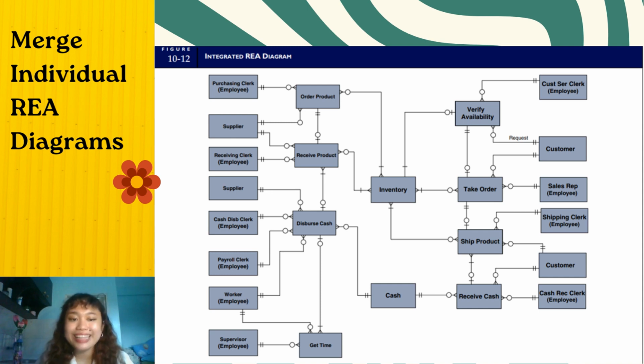Overall, this consolidated diagram gives a comprehensive view of how resources, events, and agents interact in Apex supply operations. It's like seeing the entire dance of the company's activities in one glance. The center is where the action happens with inventory and cash, and the surrounding events and agents show how these resources flow and are managed.